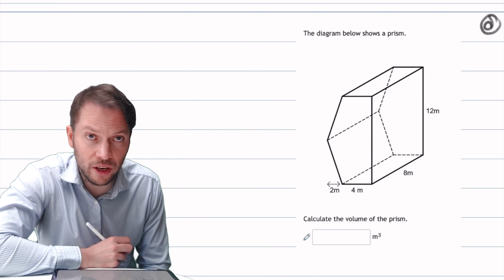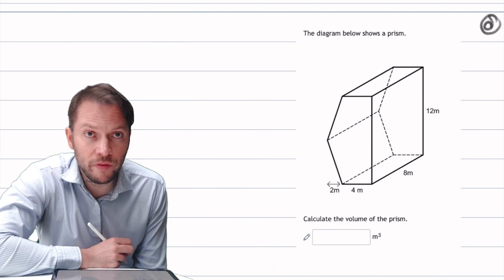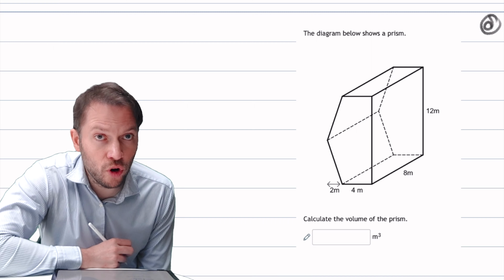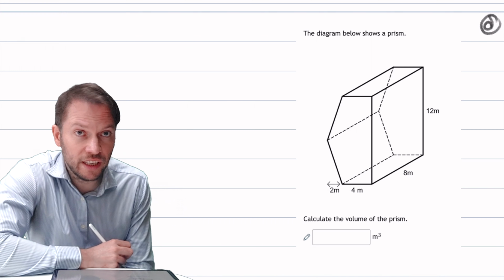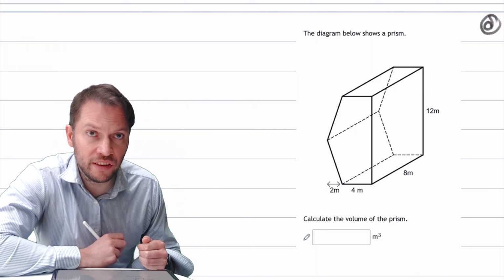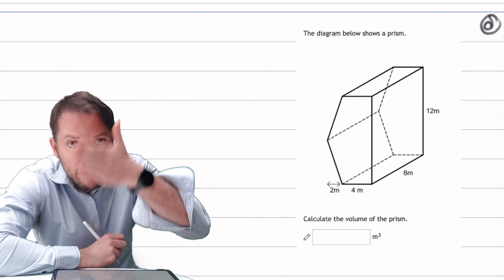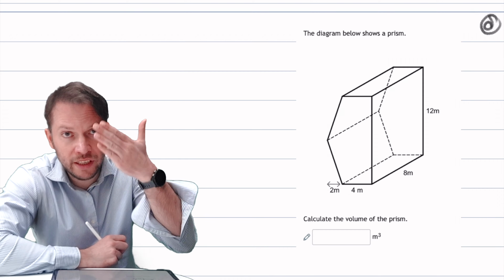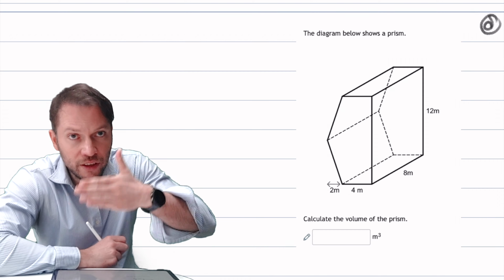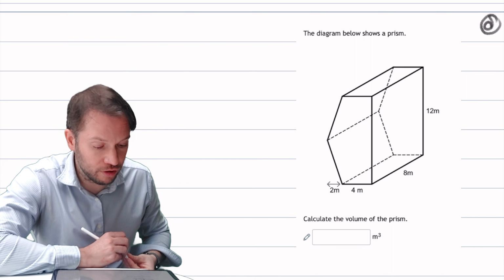Hi, in this video we're going to find the volume of a prism with a more complicated cross-sectional area. Remember what a prism is, it's just a 3D solid such that wherever you chop it, you always see that same shape. And that shape that you see wherever you chop it is known as the cross-section.